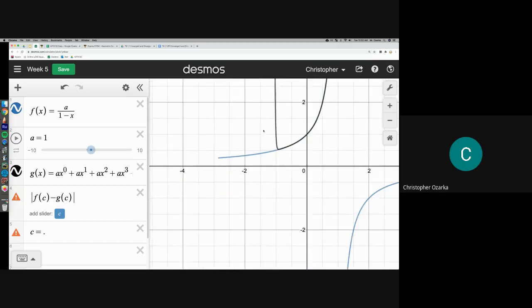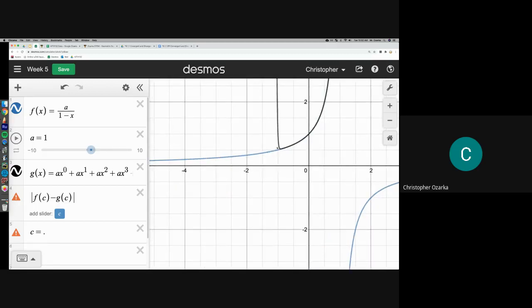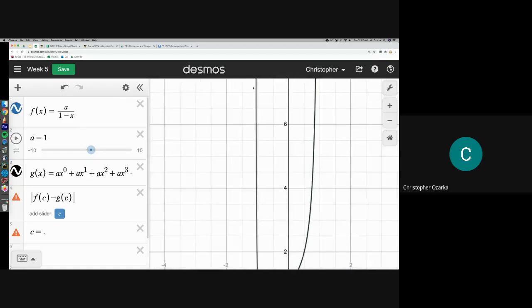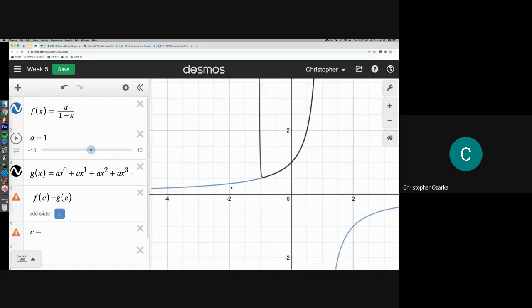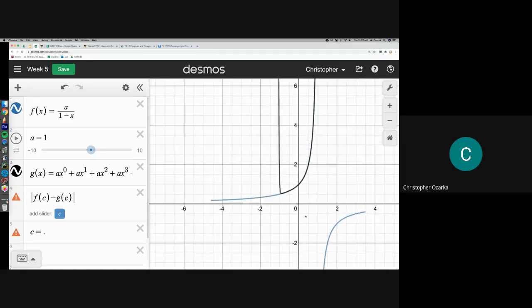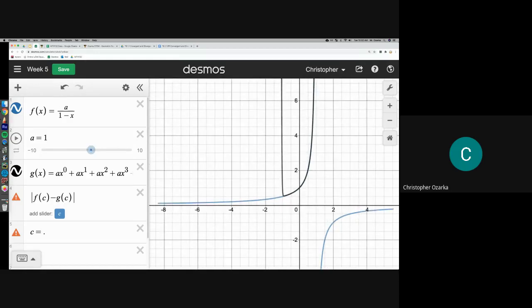If you notice right here, if you do -2, it's off by a lot. Okay, this is where it's supposed to be. This black one goes pretty much up forever, so it would be off by a lot. Long story short. All right, so that's a geometric series.